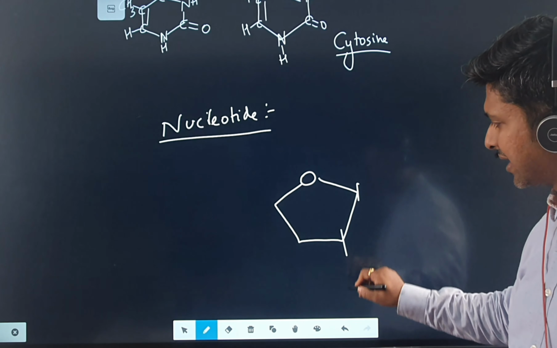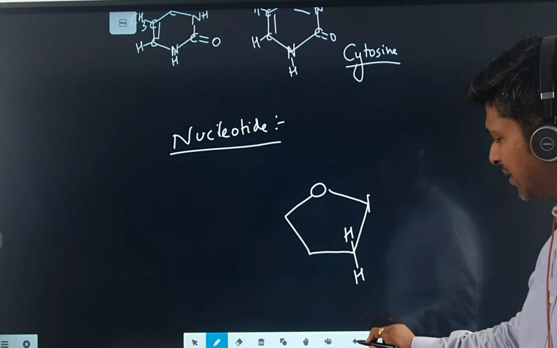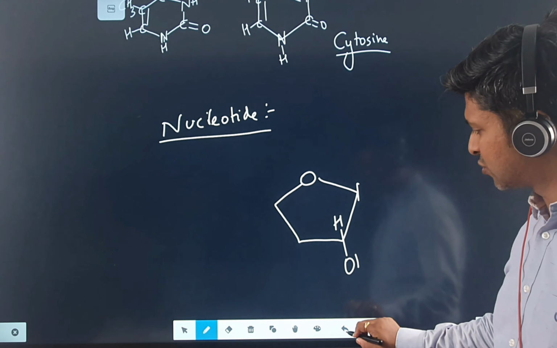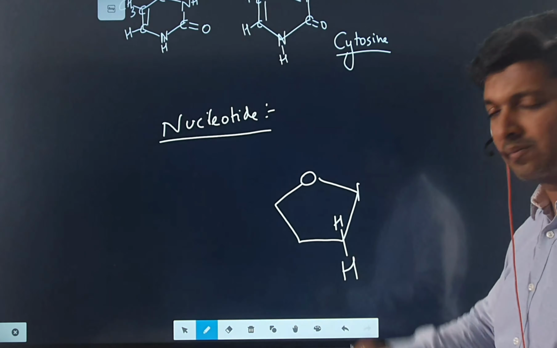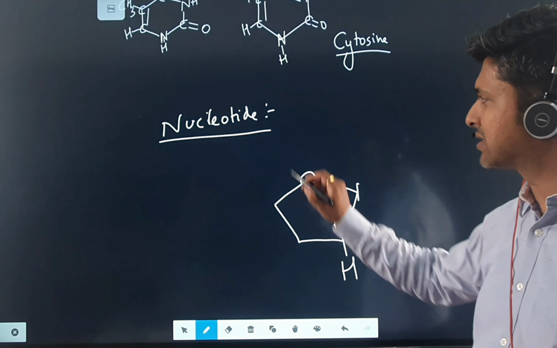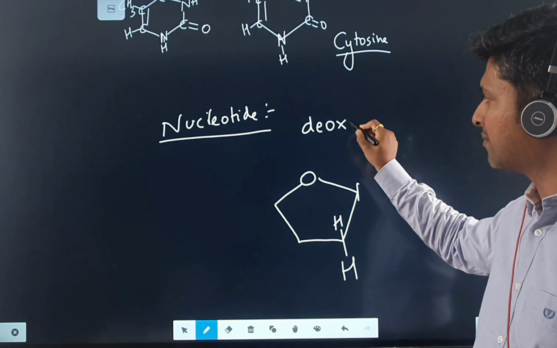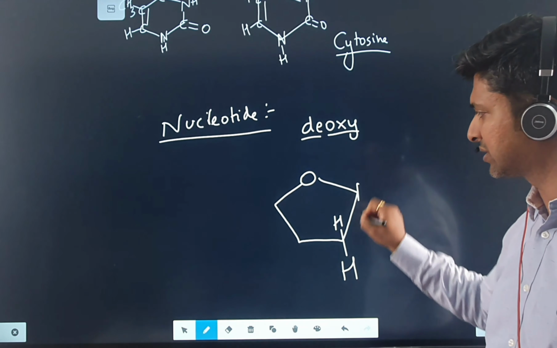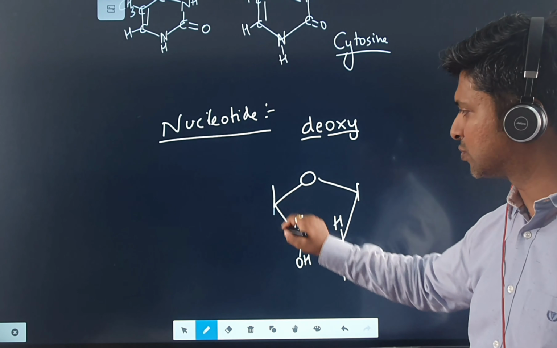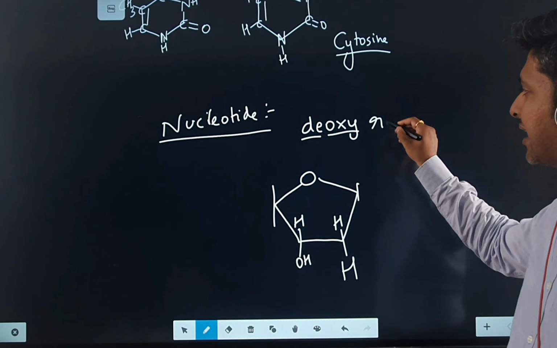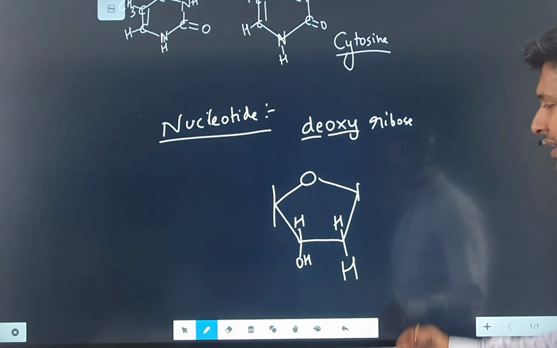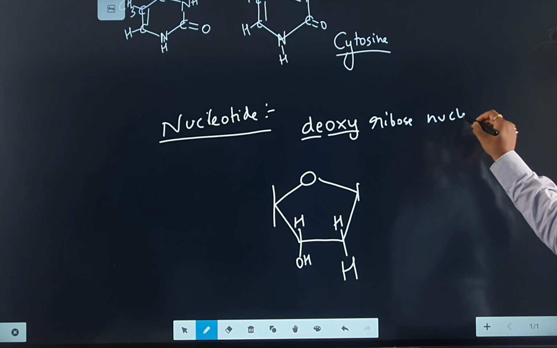If this is the first carbon, second carbon, the second carbon usually has an H and OH group attached over here. But in case of DNA, instead of H and OH, it's going to be H and H. That means it's devoid of oxygen. Devoid means without oxygen, and because of that the DNA full form is deoxy. D meaning removal of what? Oxygen. Oxygen from where? The second carbon. So you remove the oxygen from the second carbon and it becomes deoxyribose nucleic acid. On the ribose you remove the oxygen present on the second carbon.